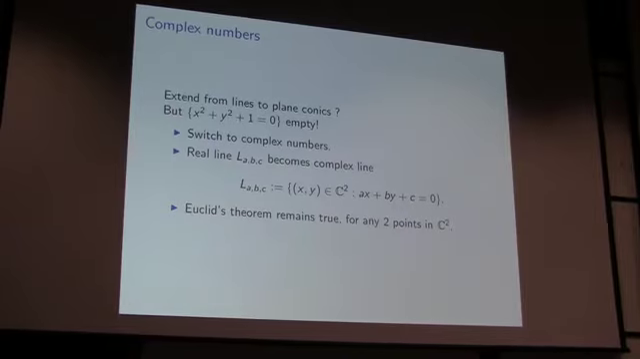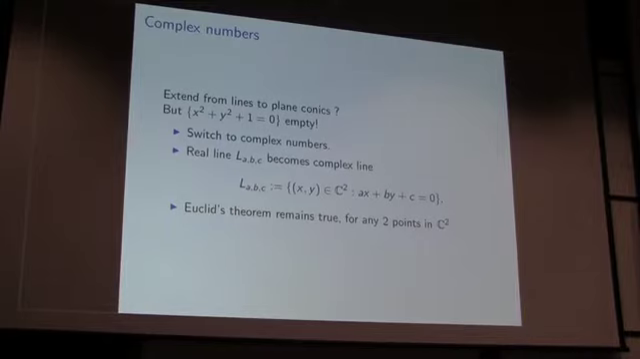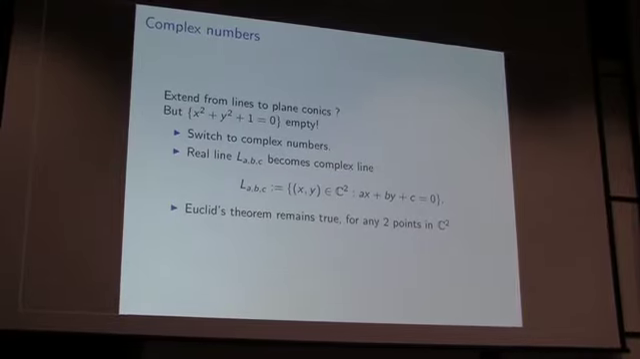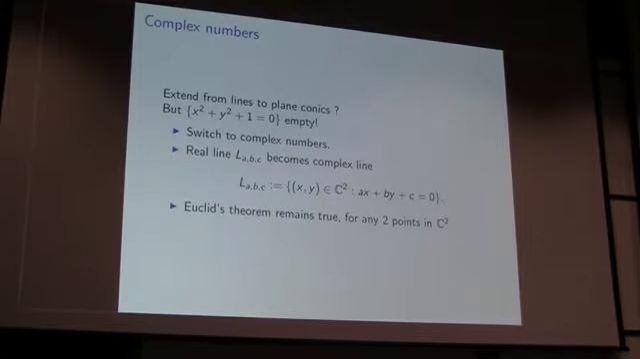And the first problem you get is, of course, this conic here is empty. So you might want to switch to complex numbers. You notice that's fine. Euclid's theorem works just fine. So I can now work with complex lines. So I take a complex solution to this equation. That's a one-dimensional complex line, so two real dimensions. And there's a unique one through any 2 points. So from now on, we're going to work with complex numbers.